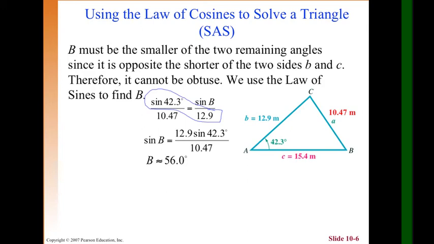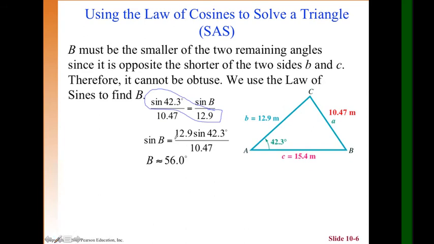Ba't ayaw? Try ko nga yung 12.9 sine 42.3 divided by 10.47. 0.83. Shift sine 0.83. 56. Ayun. Okay? So, ito yung ano natin. Magiging parang formula para mas madali siya.